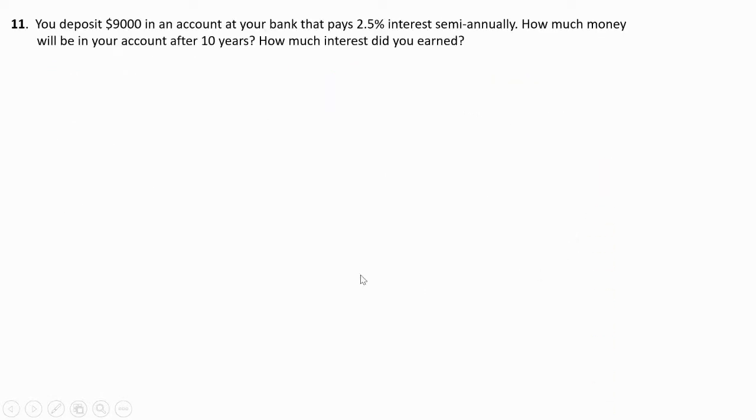Okay. Number 11. You deposit $9,000 in an account at your bank that pays 2.5% interest semi-annually. How much money will be in your account after 10 years? How much interest did you earn? Okay, now what formula do we use here, guys? When it says compounded interest semi-annually, this would be a compound problem. This is a formula for 5.2. I like to use the other one, which is easier, because I is equal to R divided by M, and N is equal to M times T. I like to use this one better because it's easier for the calculator.